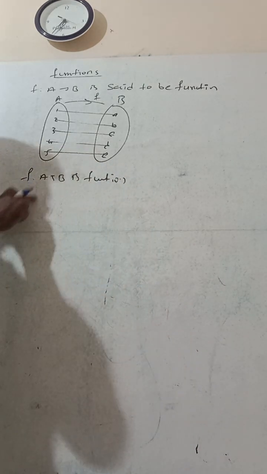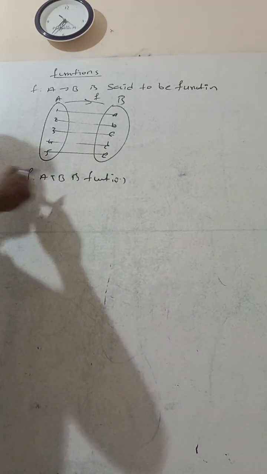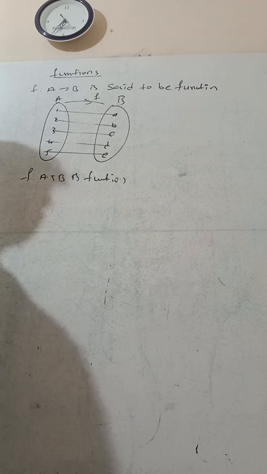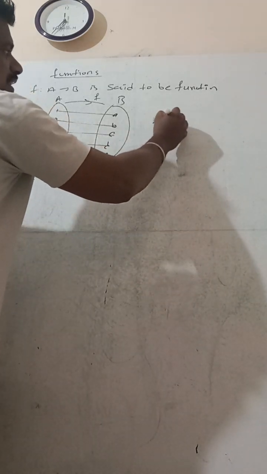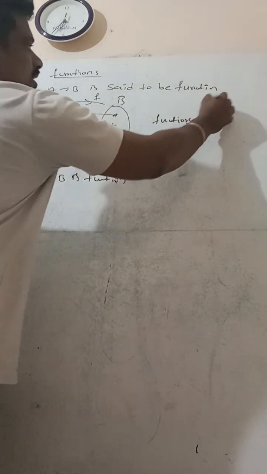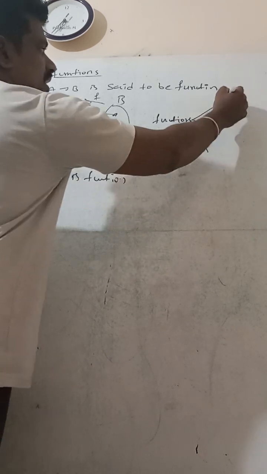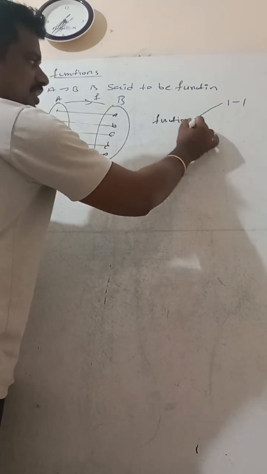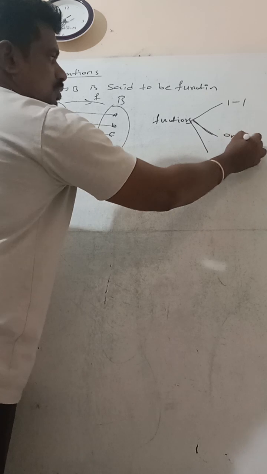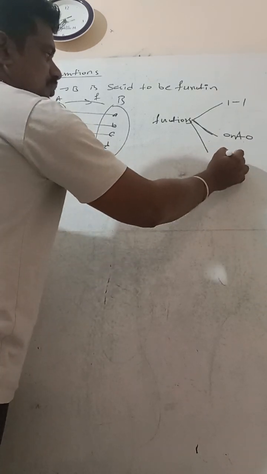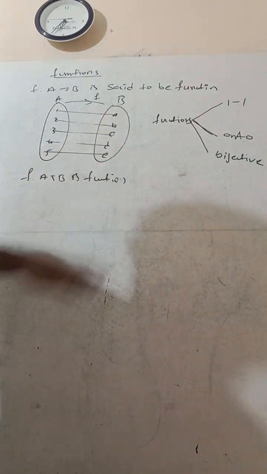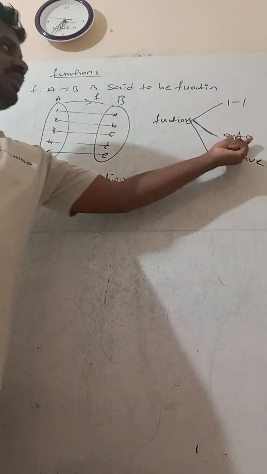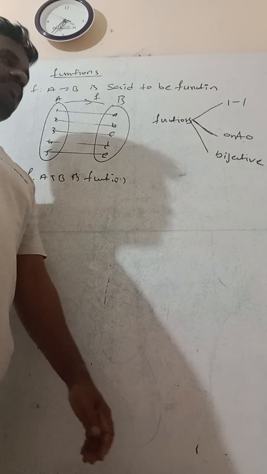Here A is called the domain and B is called the codomain. Next, functions are mainly of three types: one-one, onto, and bijective.